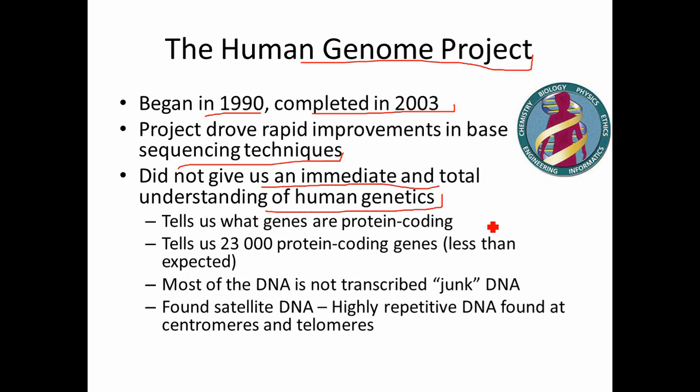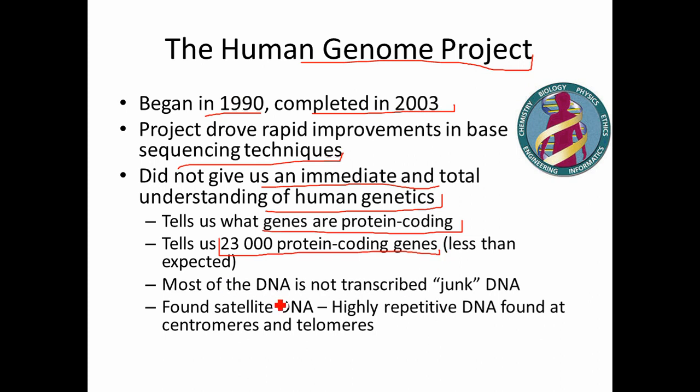It just really allowed the genetics of the human genome to be studied. What it did tell us, though, is which genes are protein coding. It told us that there were about 23,000 protein coding genes, a lot less than expected, considering that you have about 100,000 proteins within the human body.